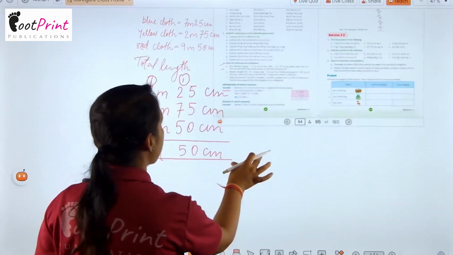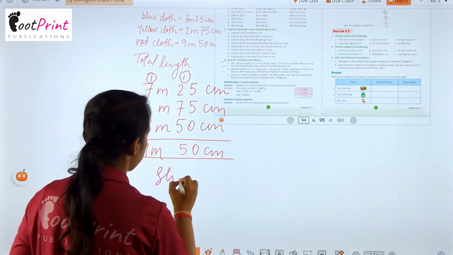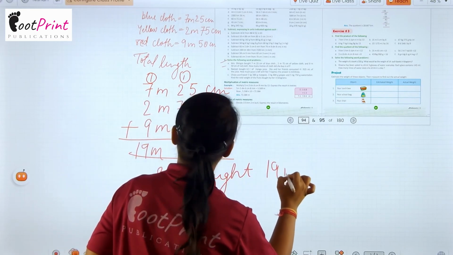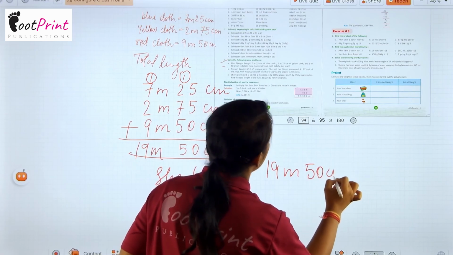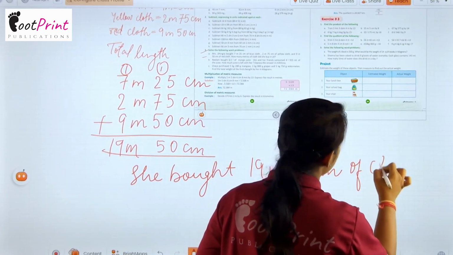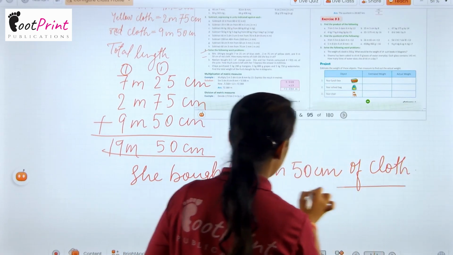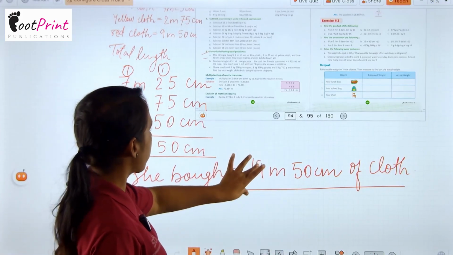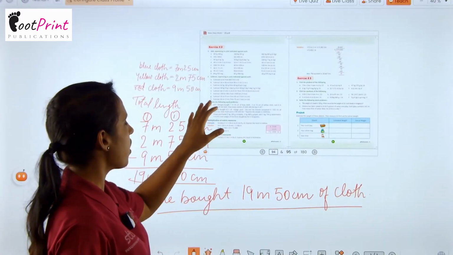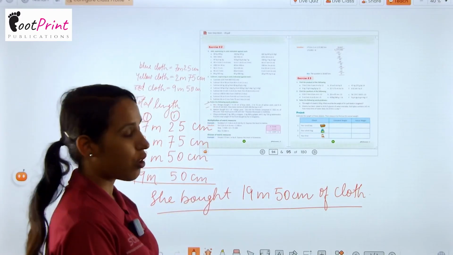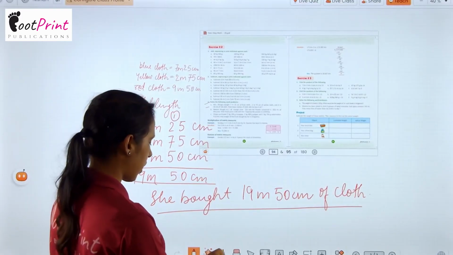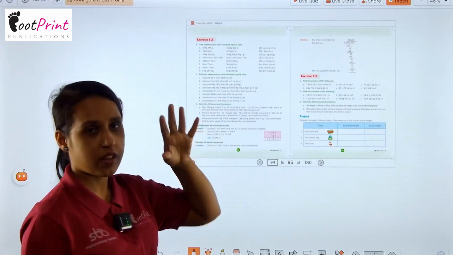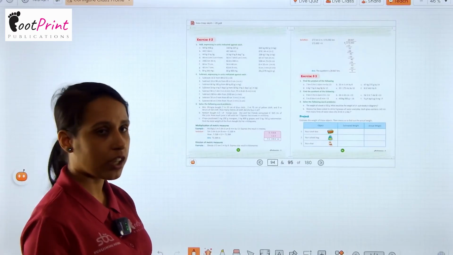So we can write here, she bought 19 meter 50 centimeter of cloth. Okay, so उसने total कितना खरीदा? 19 meter 50 centimeter. Okay, rest of the part B and C you will try to solve by yourself. Okay, so this is about addition and subtraction of different units.